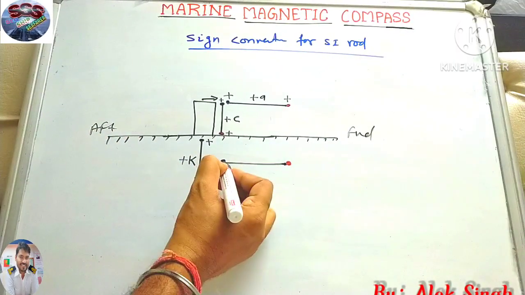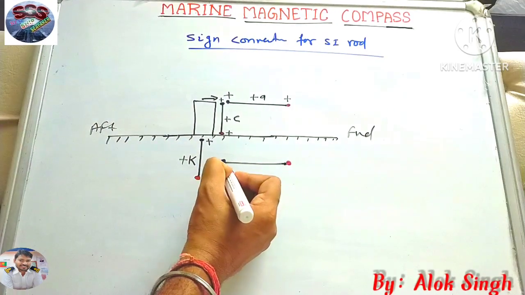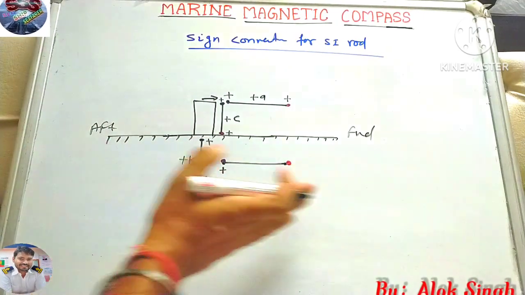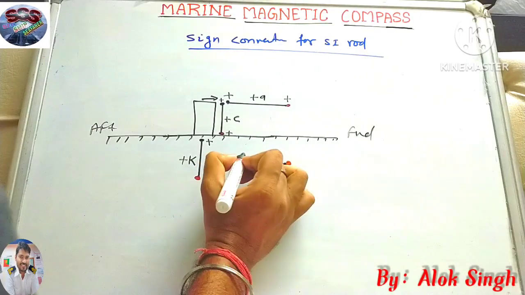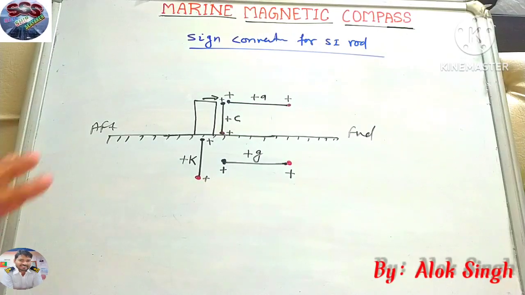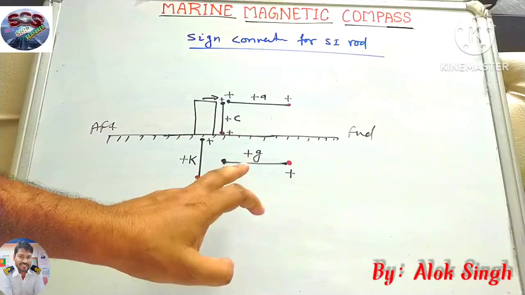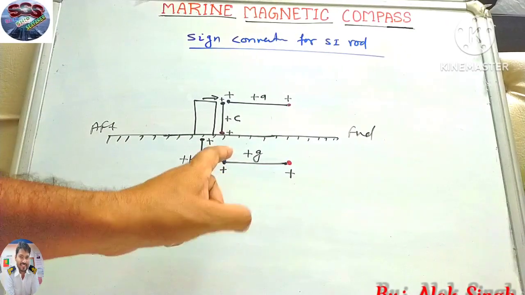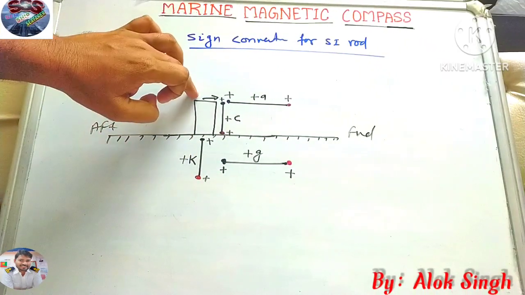Now for this rod, the effective pole is here, because it is near to the compass. It is below the compass, so it will become positive, and the further pole is forward of this effective pole, so this one also becomes positive. So this becomes rod G. So this is how the sign convention is denoted with respect to the end of the effective pole or further pole, or where this particular rod is located with reference to the compass.